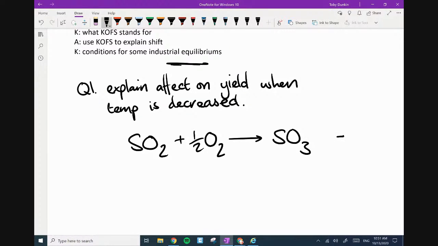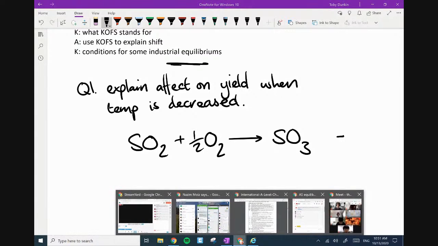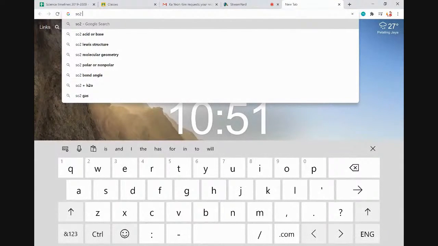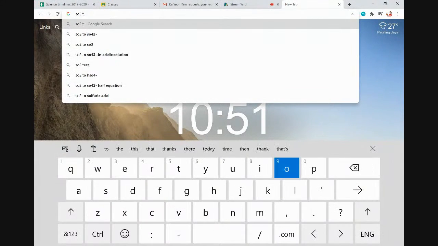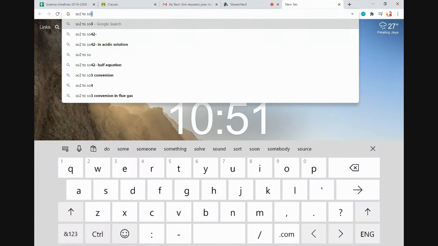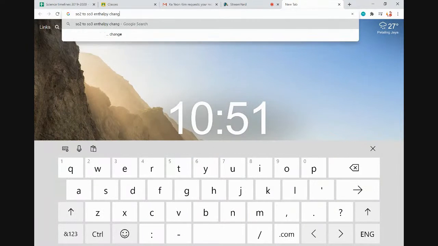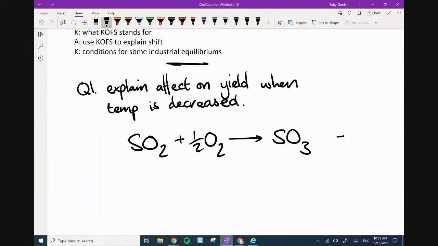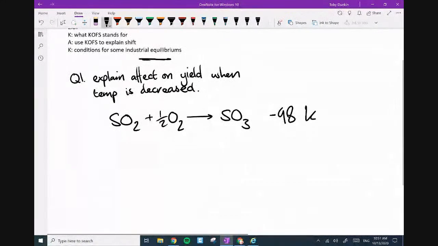So this is going to be minus, oh, I hate quoting values if I don't know it. So let's just check the value on that. We want SO2 to SO3, enthalpy change. The enthalpy change is going to be minus 98 kilojoules per mole. I love it. Minus 98 kilojoules per mole. Yep, cool. So they're going to give you that information.